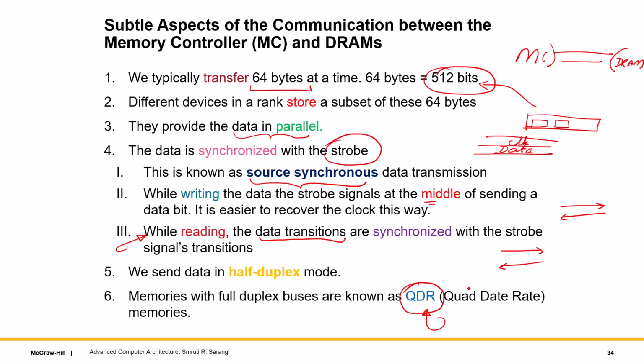So my correction is a correction on what I said in slide number 33. This is slide 34, which is that if from a half duplex, I convert it to a full duplex bus, which means communication both sides in parallel, this becomes a QDR memory.